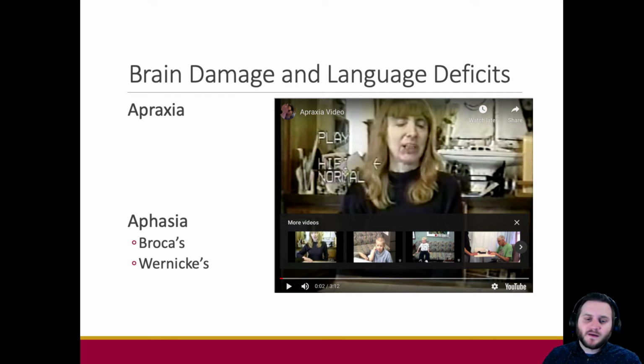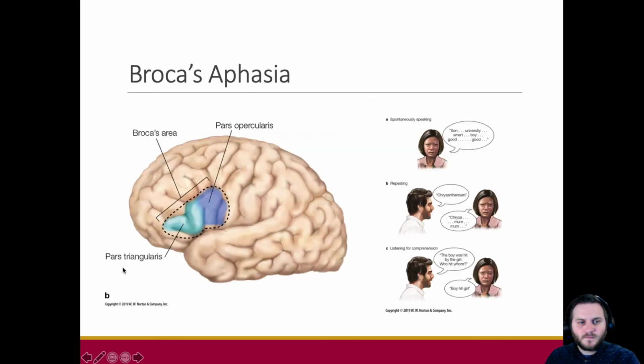Anomia is even apart from the other ones because it's really a difficulty finding words, which is not necessarily comprehension or production. That's a different brain area. So we are going to jump into Broca's aphasia here. So we've talked about this, right? We've talked about this already.